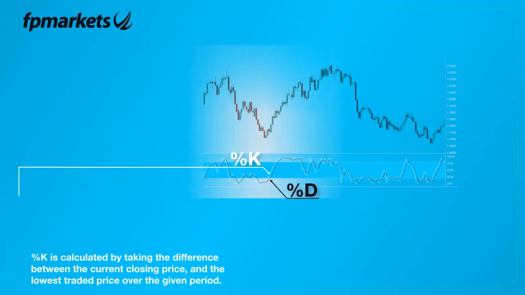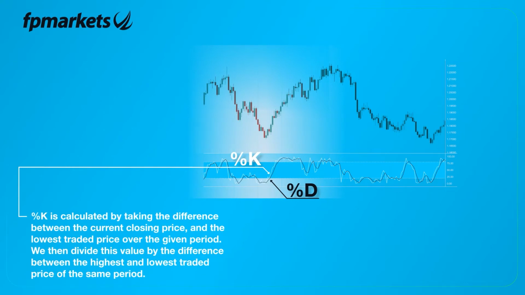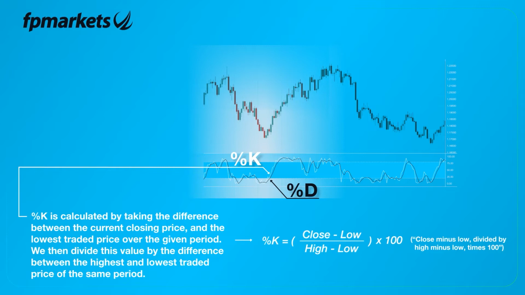%K is calculated by taking the difference between the current closing price and the lowest traded price over the given period. We then divide this value by the difference between the highest and lowest traded price of the same period. Finally, this value is multiplied by 100.